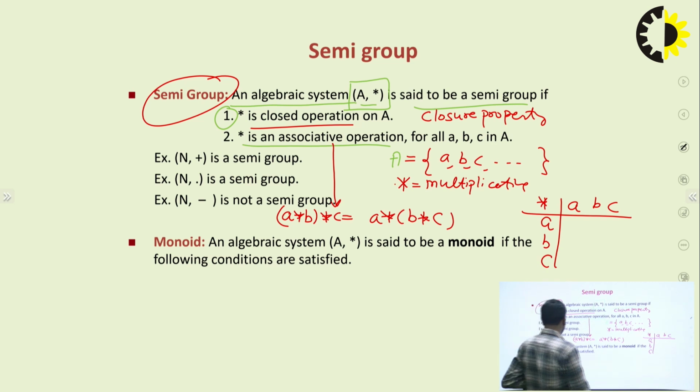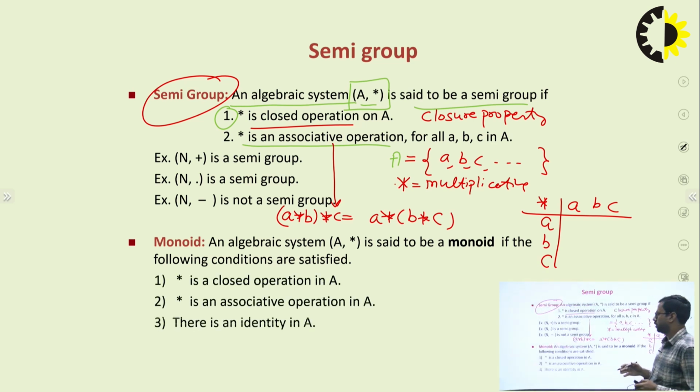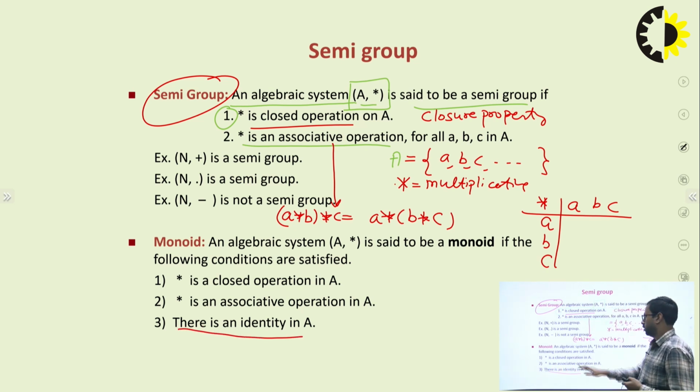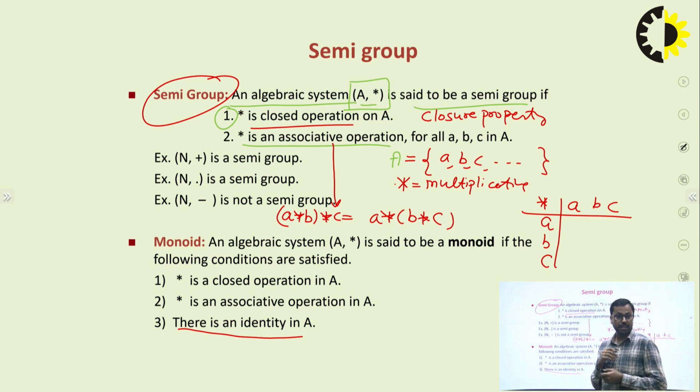And what is the monoid? It contains an extra property, that is the identity property. Closure and associative are also present as semigroup properties, but an extra feature, that is the identity element, also exists in the monoid. Okay.